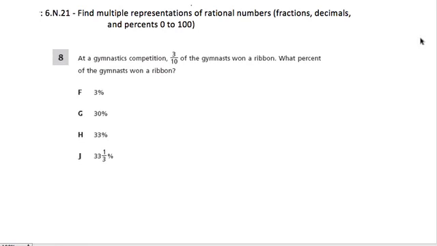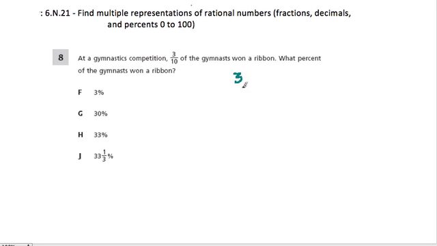Welcome to our video on finding multiple representations of rational numbers, and that just means we're going to convert between fractions, decimals, and percents. So here's a question. At a gymnastics competition, 3/10 of the gymnasts won a ribbon. What percent of the gymnasts won a ribbon?